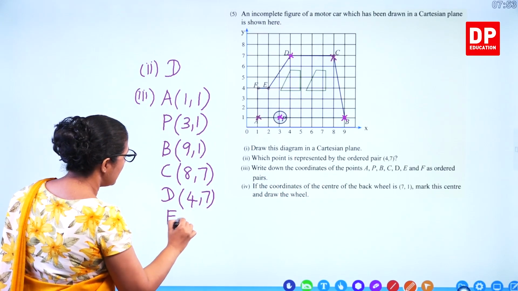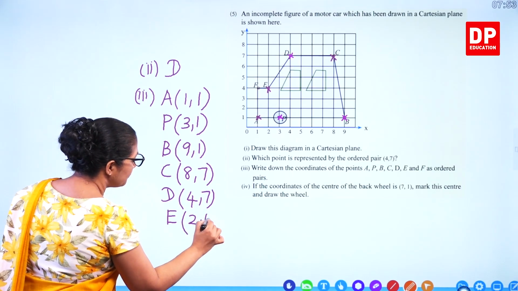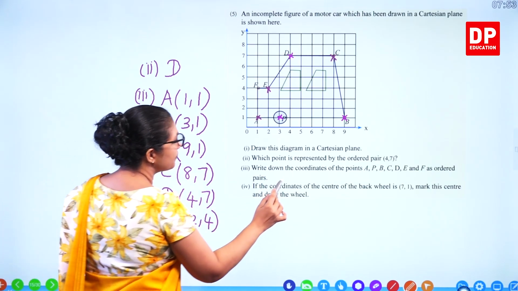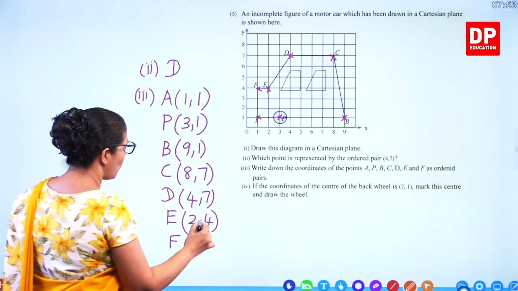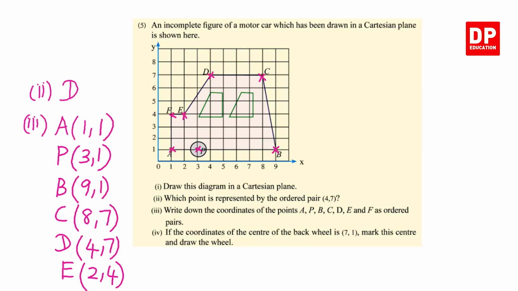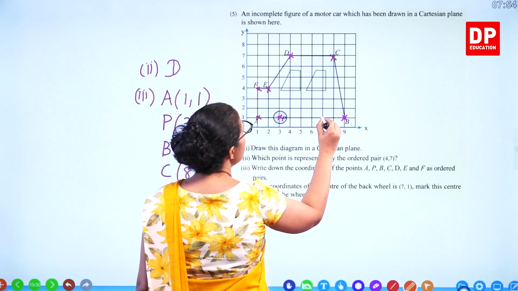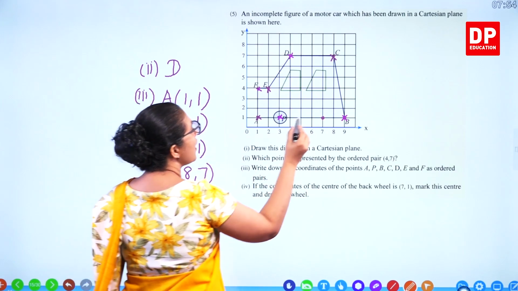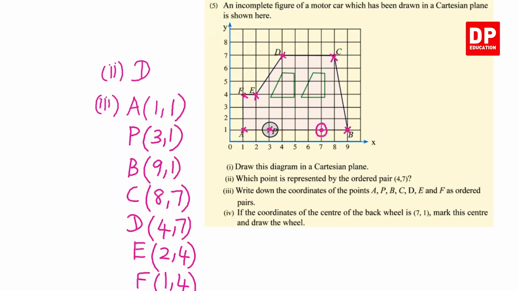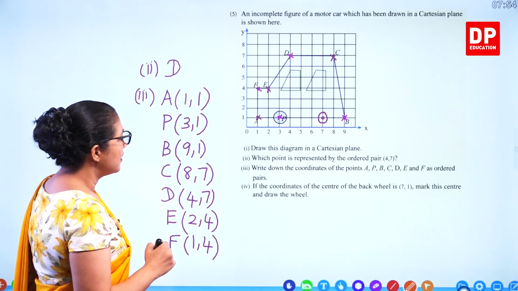E. This point 2 with 4. F. 1 with 4. If the coordinates of the center of the back wheel is 7, 1, mark this center and draw the wheel. So we have 7, 1. 7, 1 is here, and you can draw the wheel here. So you can draw the same circle like here. So that's the fourth part.